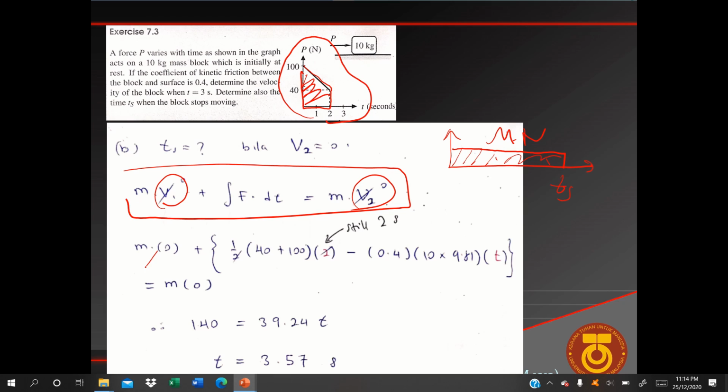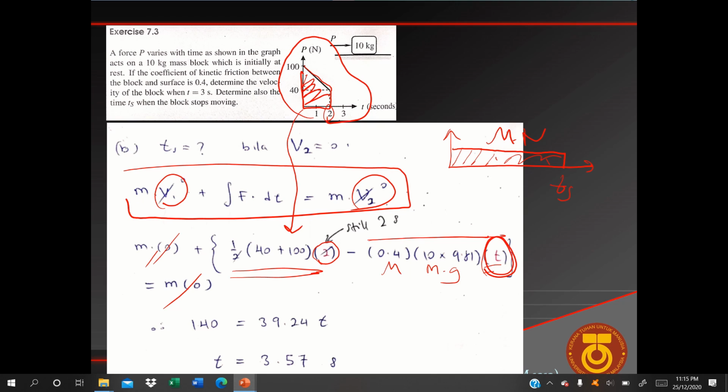So this one is 0, this one is 0. We only calculate for here: half times 40 plus 100 times 2 here, because it is only given up to 2. And then 0.4, this is mu, this is n, which is m times g times t. t is the one that we want to calculate. So here is the area under the graph for the force, here is the area under the graph for the friction.